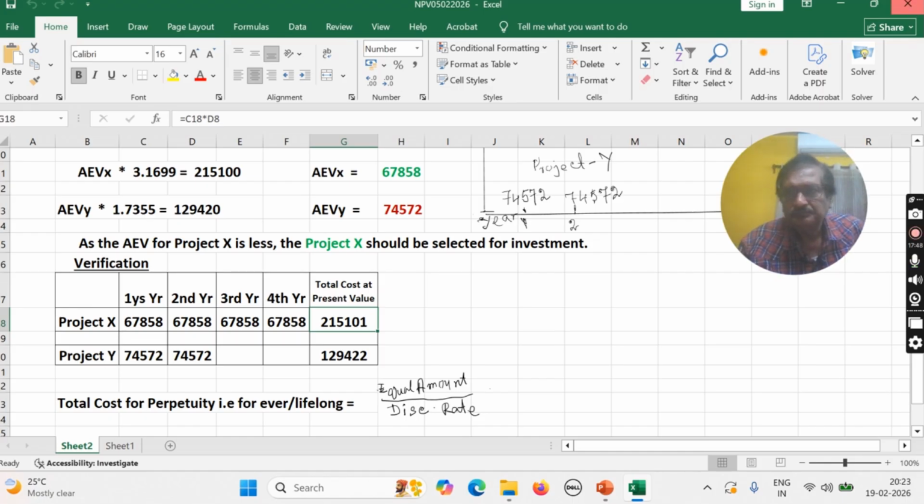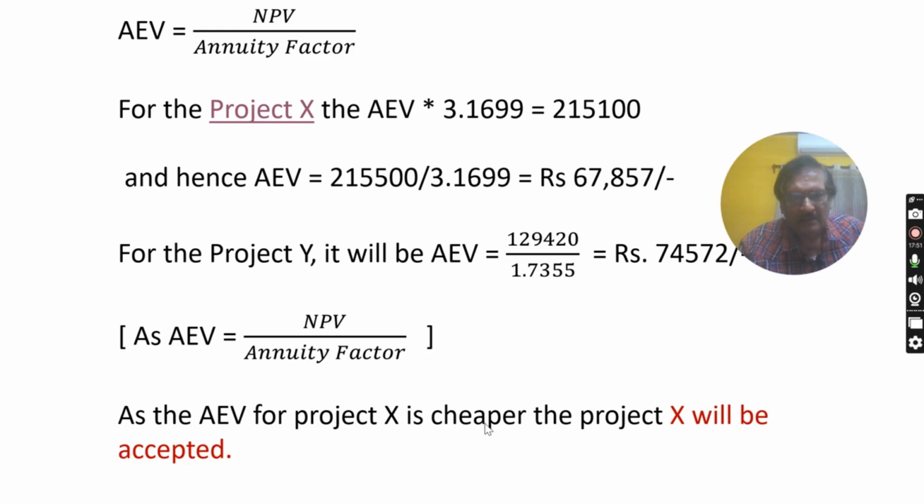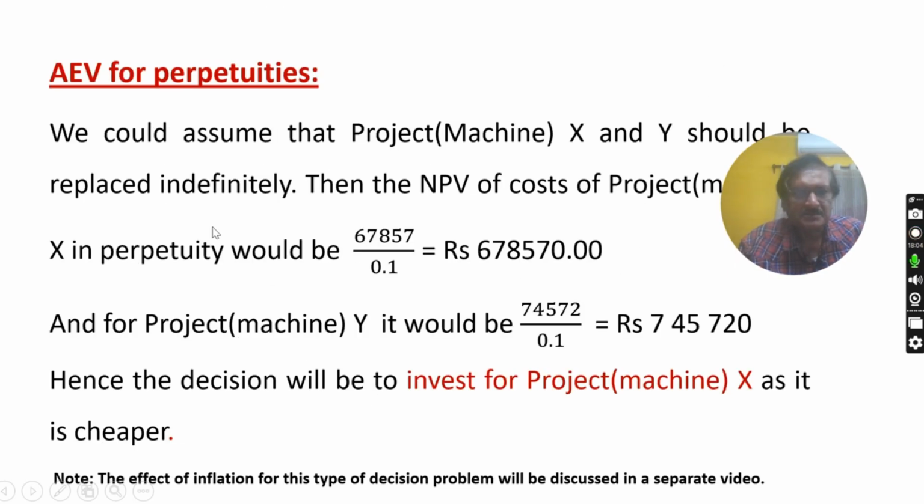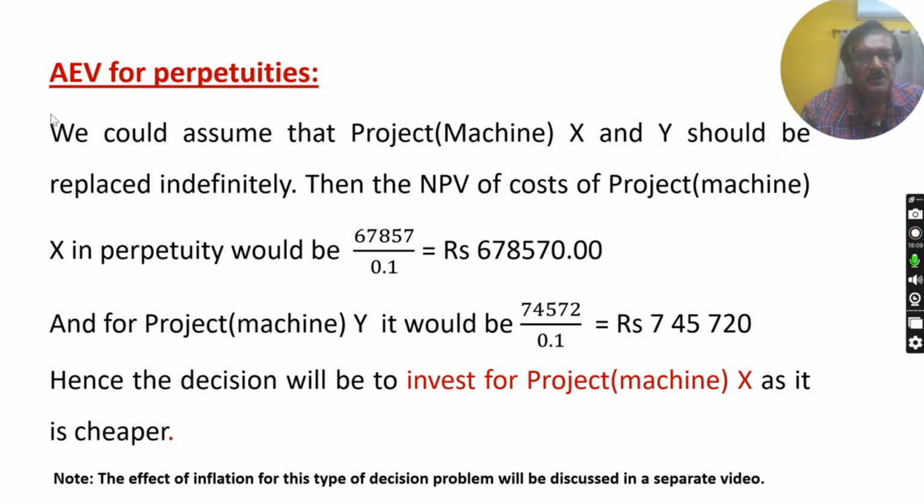Now again we are moving back. Your answer as the AEB for project X is cheaper, the project X will be accepted, and the entire calculation has been summarized here. Now next, what is the AEB, annual equivalent value, for perpetuities? What is perpetuities? Perpetuities means forever. If you run the project forever, then what will be the total cost project wise? How will you calculate that? It is very simple.